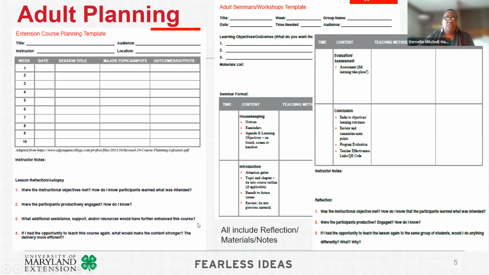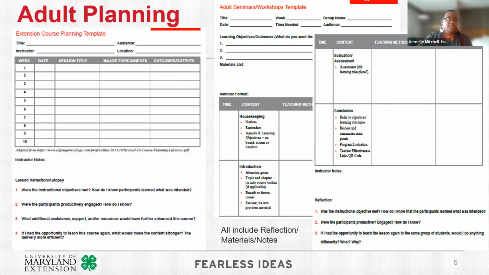The next one is an adult planning tool. There are actually 2 templates in there. The one we see on the left is to help us when we're planning out a whole course. I feel like they called them short courses at one time.